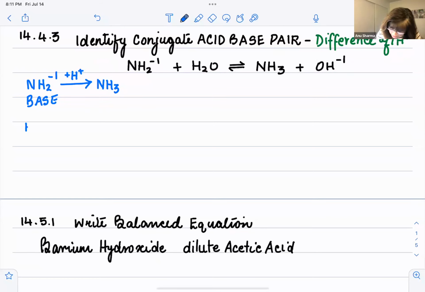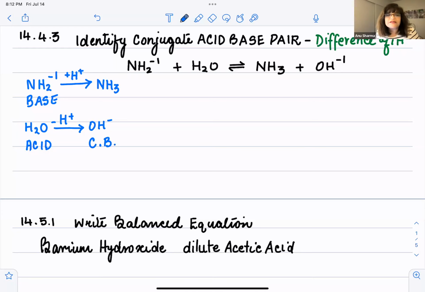On the other hand, look at water, H2O. H2O can give away one proton, minus one proton, so it becomes OH negative ion. Because it's giving that one proton, it is acting as an acid. So for an acid, the OH ion is the conjugate base. If water is acting as an acid, the conjugate base is the OH ion.